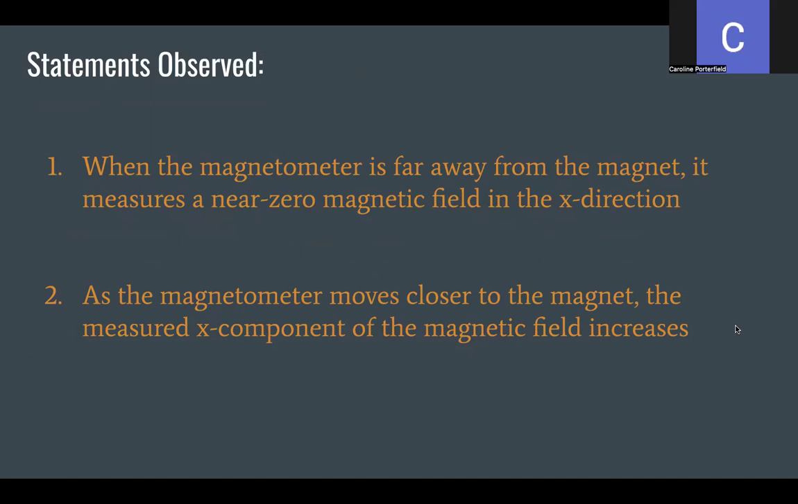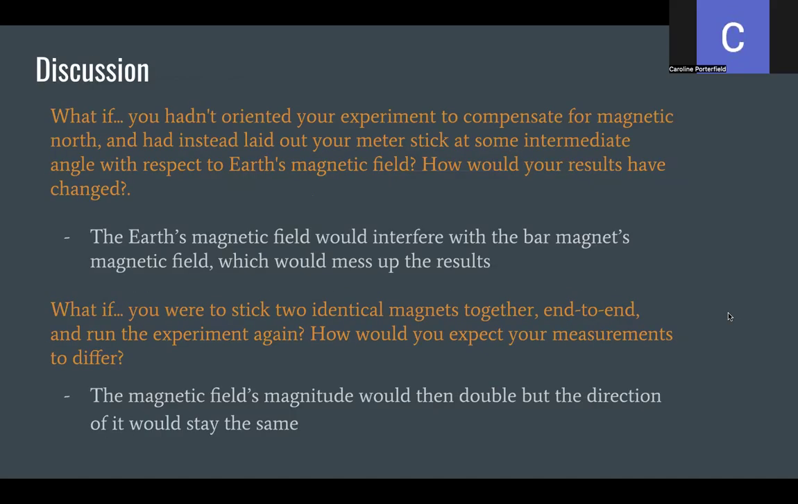Some observed statements were: when the magnetometer is far away from the magnet, it measures a near zero magnetic field in the x direction, and as the magnetometer moves closer to the magnet, the measured x-component of the magnetic field increases. Now for the discussion. What if you hadn't oriented our experiment to compensate for magnetic north and had instead laid out our meter stick at some intermediate angle with respect to Earth's magnetic field? How would your results have changed? The Earth's magnetic field would interfere with the bar magnet's magnetic field, which would mess up the results.